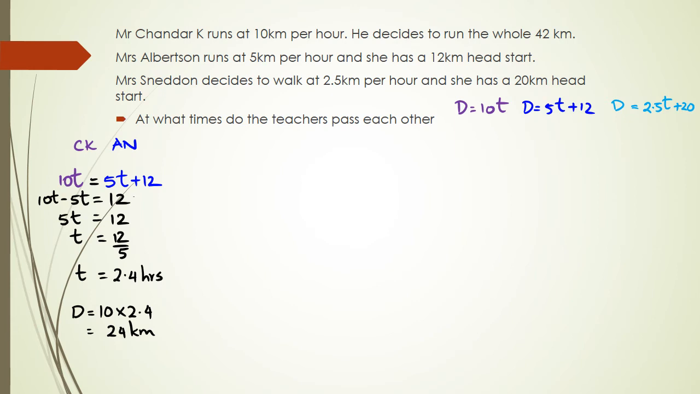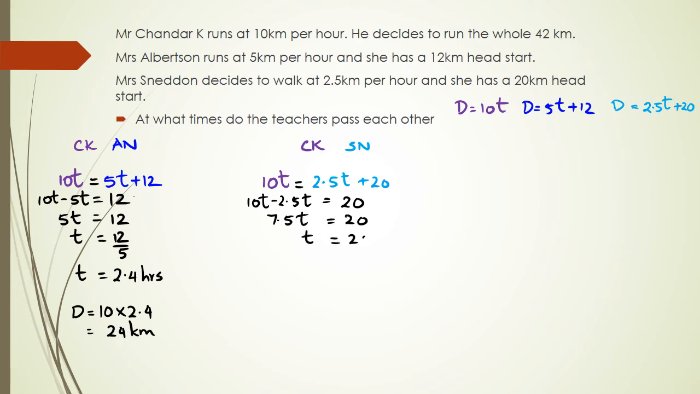Okay, so the next one we're going to have a look at is Chandike and Ms. Snedden. All right, so we write our equations. 10t equals Snedden's equation, which happens to be 2.5t plus 20. And now rearranging it, we have 10t minus 2.5t is equal to 20. So we got 7.5t equals 20. T equals 20 divided by 7.5.